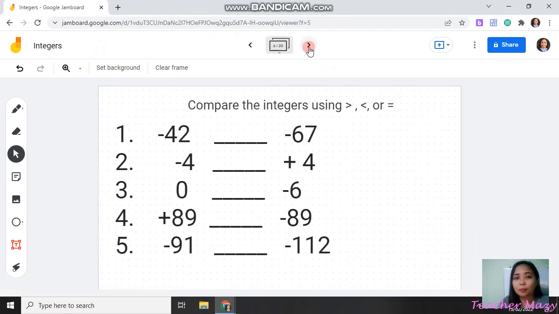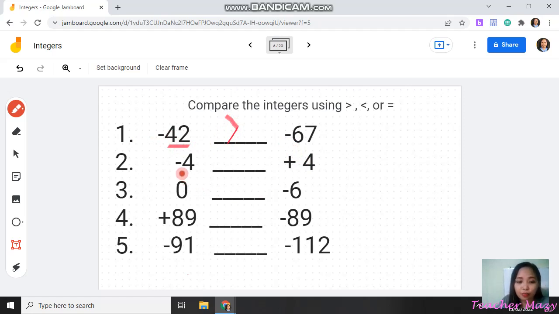Now let's compare these integers without using the number line. Compare the integers using the more than, less than, or equality sign. For number 1, we have negative 42 and negative 67. When it comes to negative numbers, the one with the smaller absolute value is always bigger than the other. So negative 42 is more than negative 67.